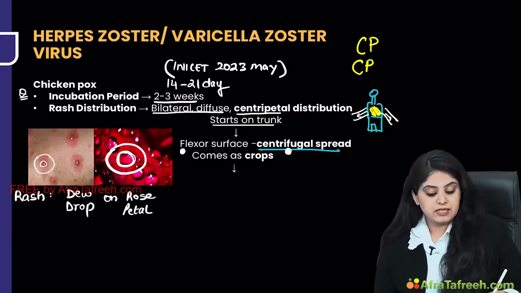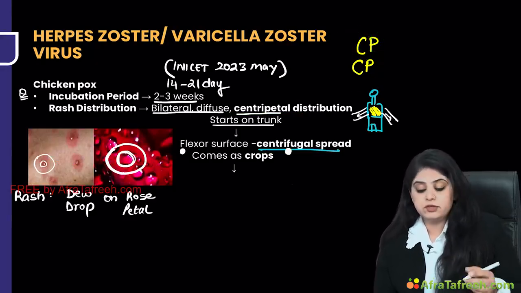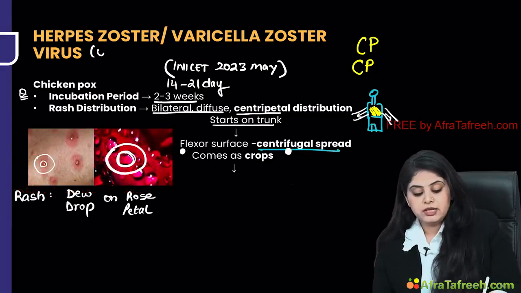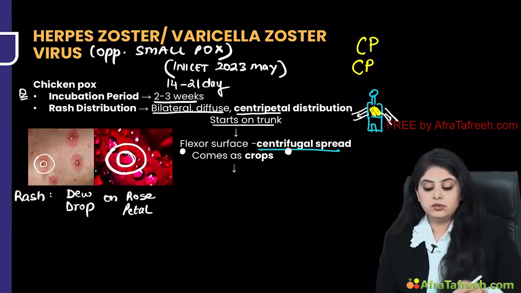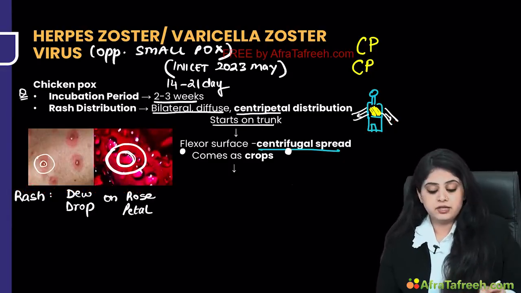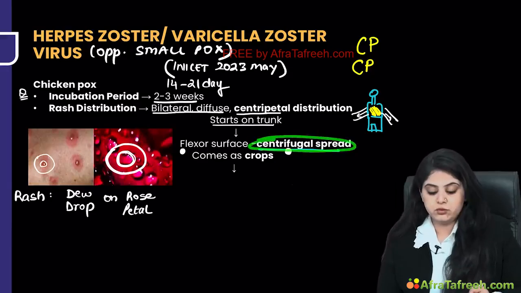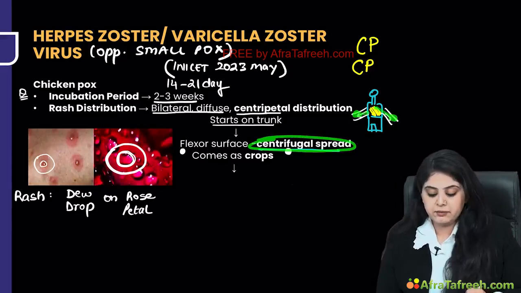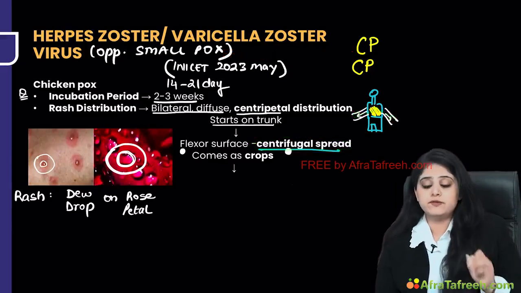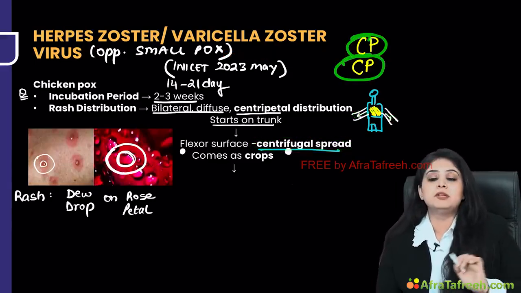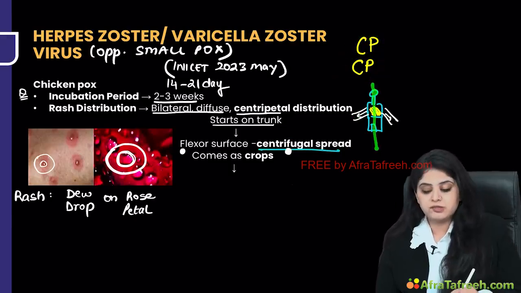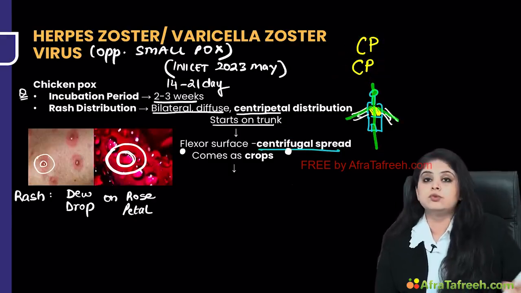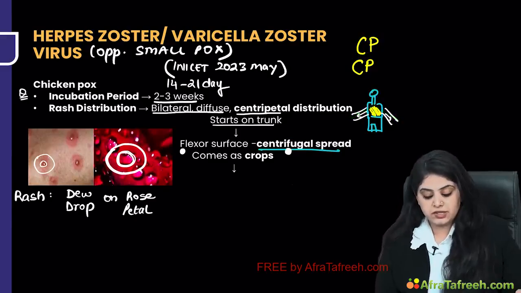Okay, why am I telling you this? Because the opposite of this is going to occur in smallpox. If they ask you where the rash starts in smallpox, you will say it starts centrifugal, it will start over here and then come centripetal, towards the center. So now you shouldn't get confused. The CP mein CP mnemonic will tell you chickenpox starts on the trunk and then goes in the centrifugal direction. Now let's move forward.